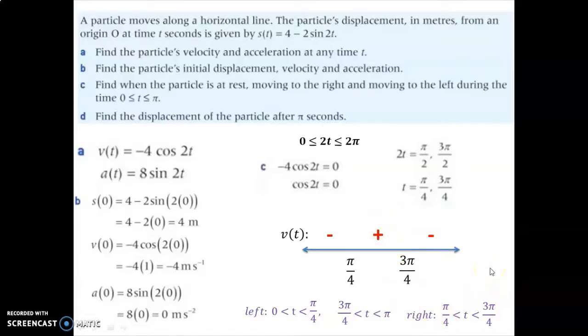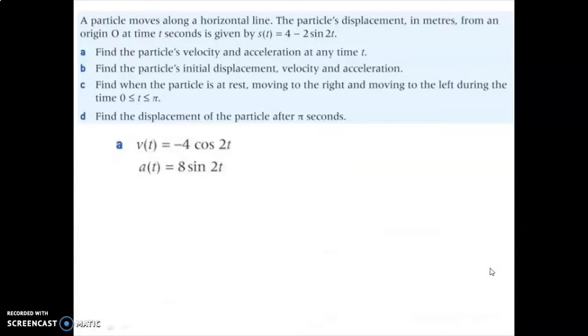All right, let's go. We have one more to look at in this problem, and it is this. We are looking for the displacement of the particle after pi seconds. Remember, for displacement we can take the integral of the velocity function. And if it says after pi seconds, it means from 0 to pi seconds. Okay, so run that integral and see what you get.